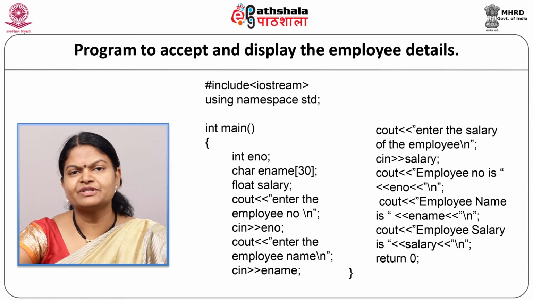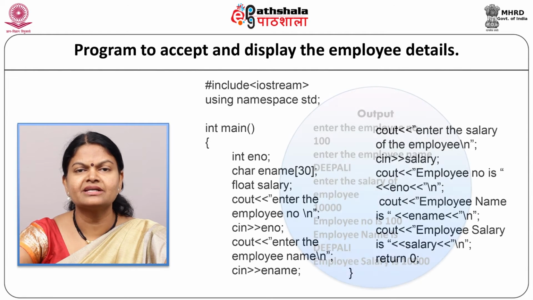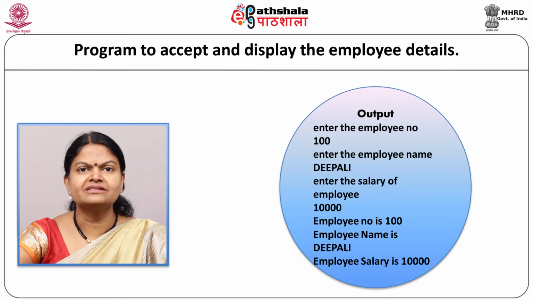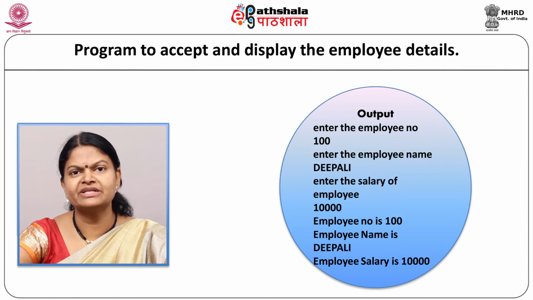Now when we execute this particular program, it will display the message to the user. The first message that will be displayed is enter the employee number. Suppose the employee number entered is 100. Second, it will display the message as enter the employee name. Suppose the employee name is Deepali, that will be entered by the user. The third message displayed will be enter the salary. Suppose the salary entered by the user is 10,000. After accepting this input, it will display back on the screen as the employee number is 100, employee name is Deepali and the salary is 10,000. This is how the program will be executed.